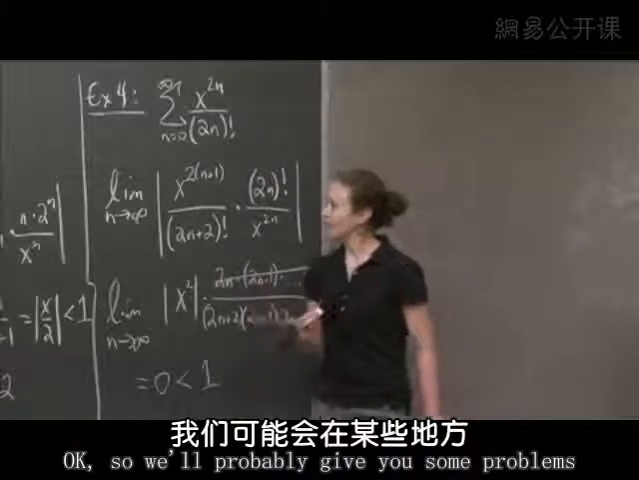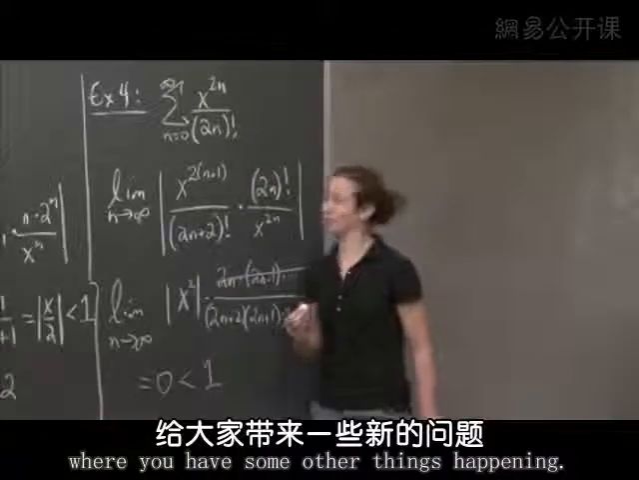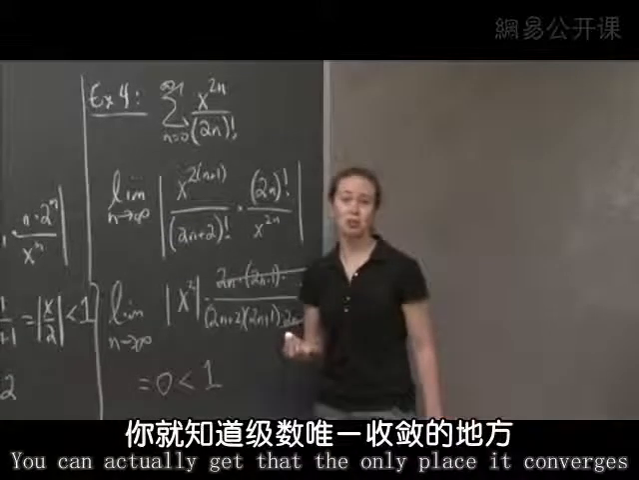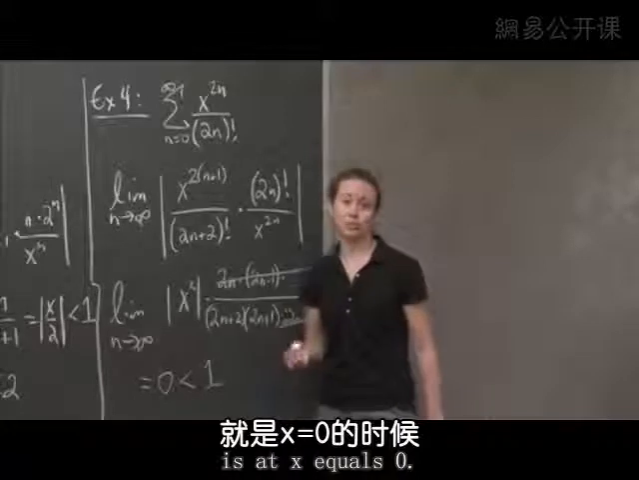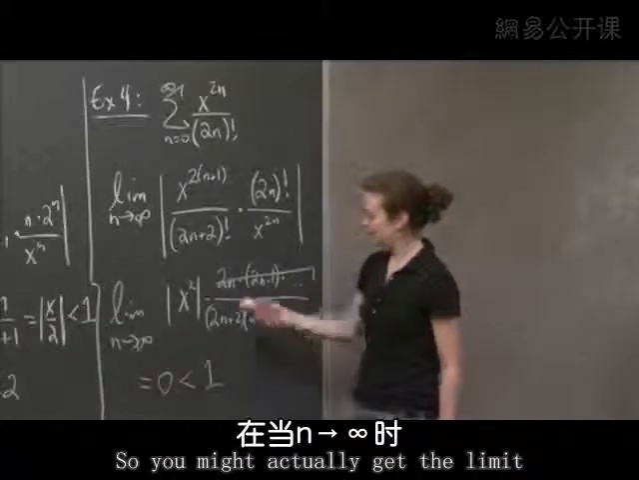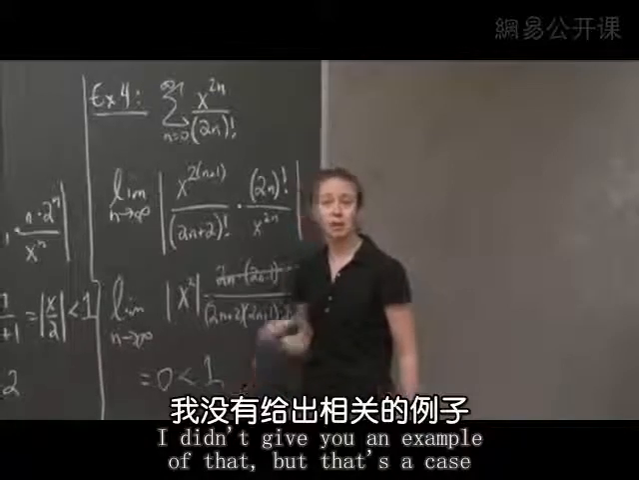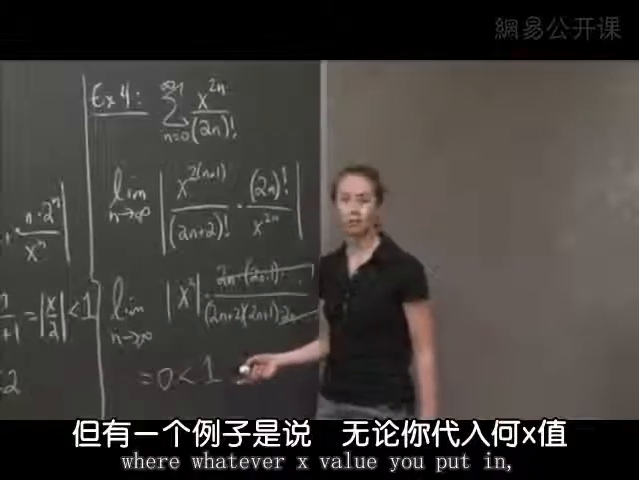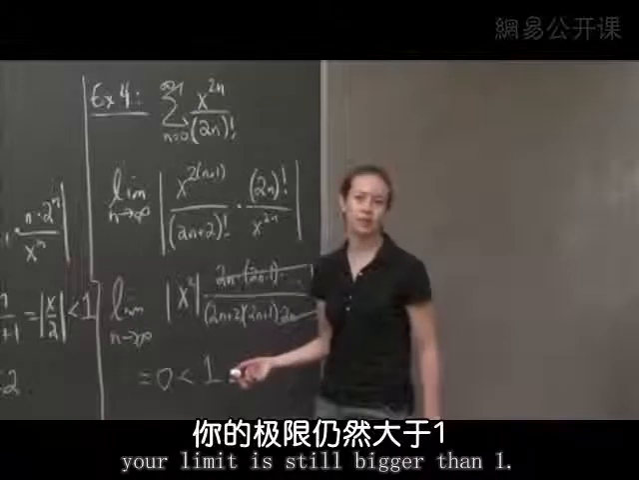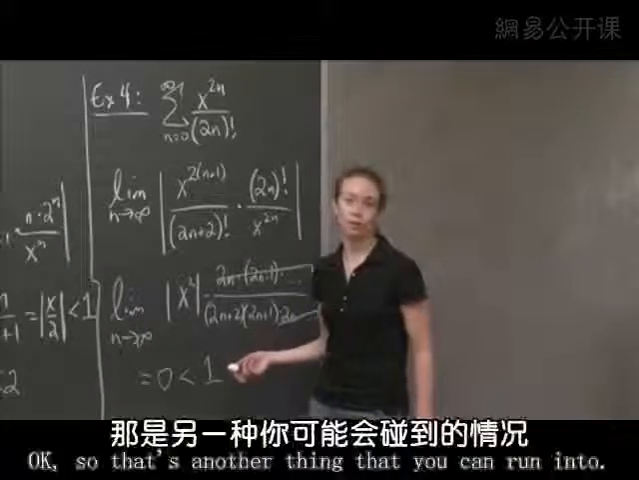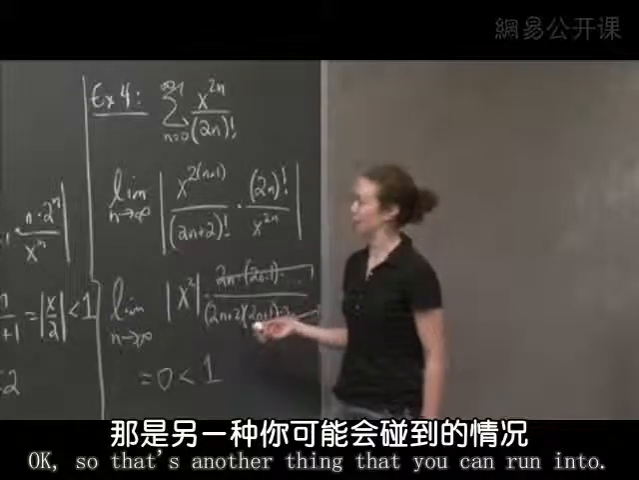Okay, so we'll probably give you some problems where you have some other things happening, because you can actually get a radius of convergence of 0. You can get that the only place it converges is at x equals 0. So you might get that the limit as n goes to infinity is infinity. I didn't give you an example of that, but that's a case where whatever x value you put in, your limit's still bigger than 1. Then you'd always get that it diverges, except when x is 0. Okay, so that's another thing that you can run into.